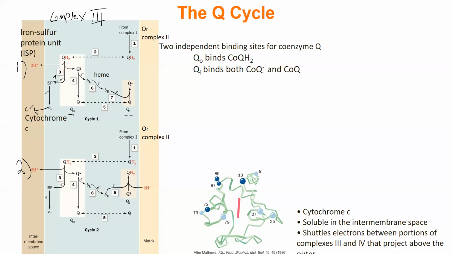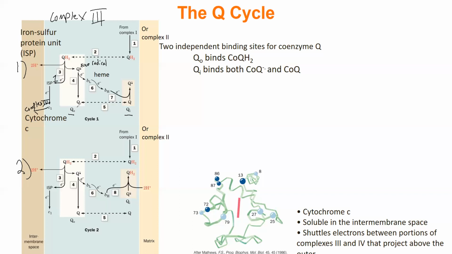And it will go find complex 4. However, Q only gave off 1 electron. So we have this Q free radical. A free radical is an element that has an unpaired electron, very dangerous, very reactive. So we have to take care of this. And the way we're going to do it is actually kind of interesting. We're going to give that electron to heme. This Bl and Bh, they're just different hemes. So we're going to give it to heme Bl.